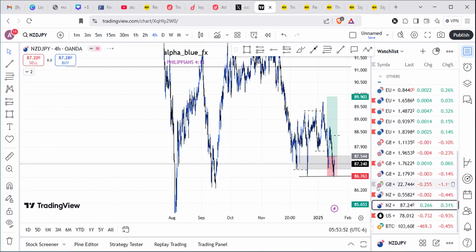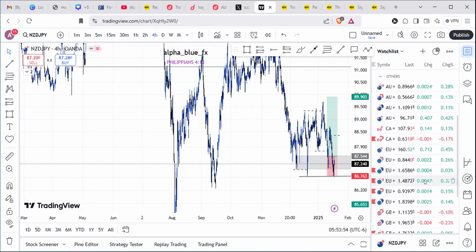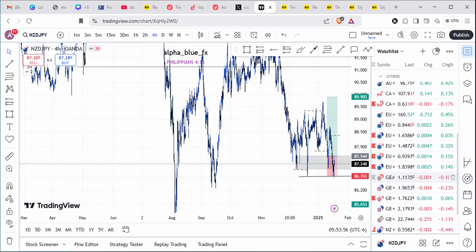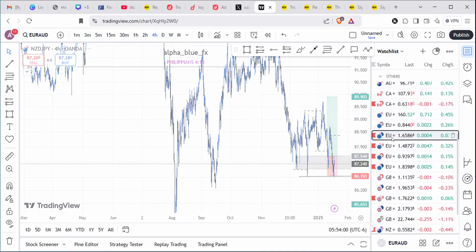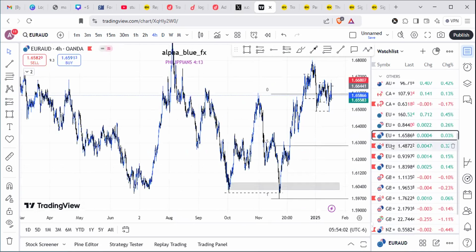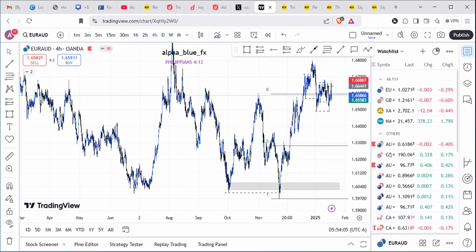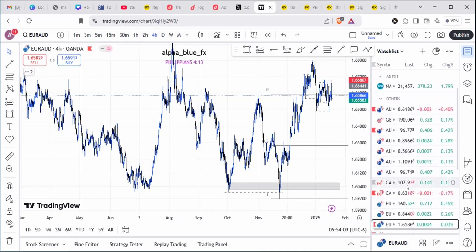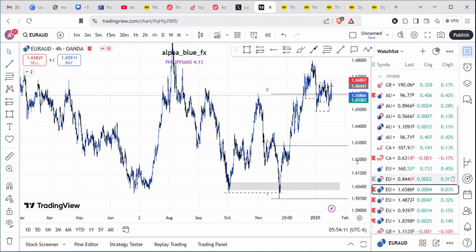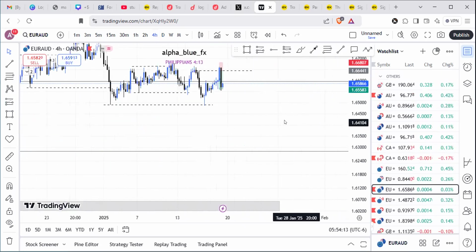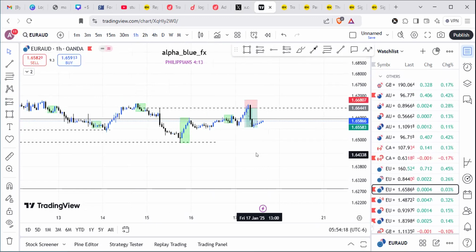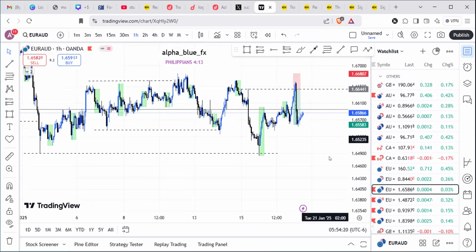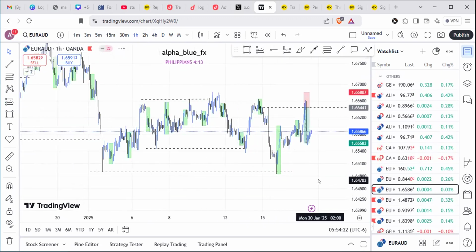Now, the next example was, I think, Euro CHF or so. So this was the next trade that I took, right? So what did I see?